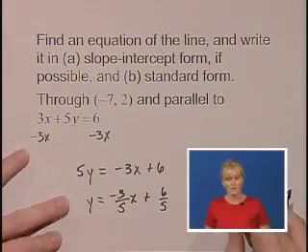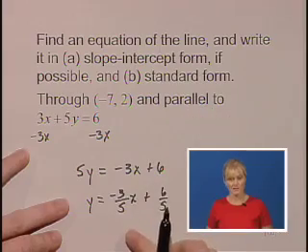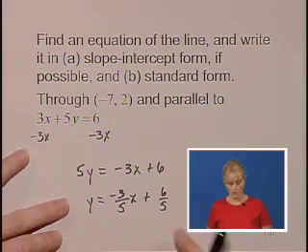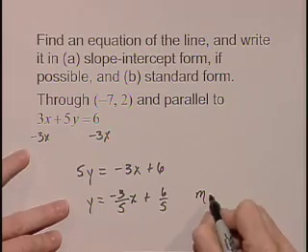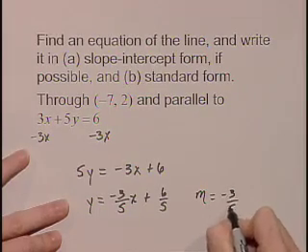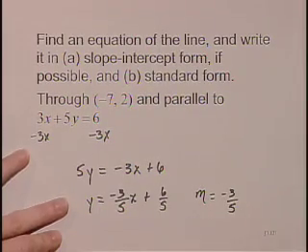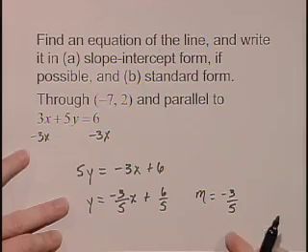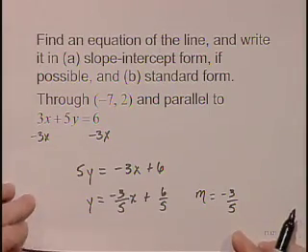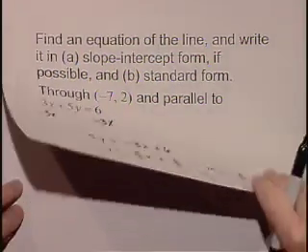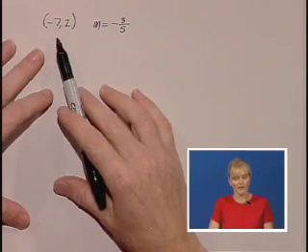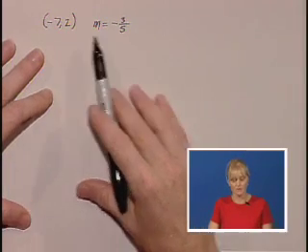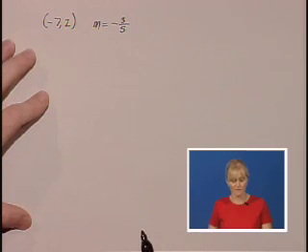So the line that we're looking for is parallel to this line, which means their slopes are equal. So the slope of the line we have just found is negative 3/5. So the line we're looking for also has a slope of negative 3/5. So let's find that equation. The original point that it passes through is (-7, 2), with a slope of negative 3/5.